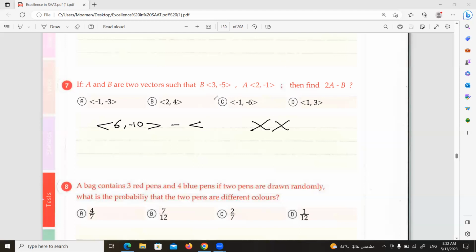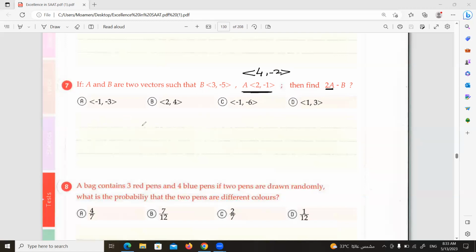Please read the problem very well. You will start by A, but here in the problem, he started by B. So pay attention to this, please. When we have a problem like this, you must start by A. Where is A? A is here. So I multiply here by 2. As I said, I multiply A, not B. So it becomes here 4 and here negative 2.